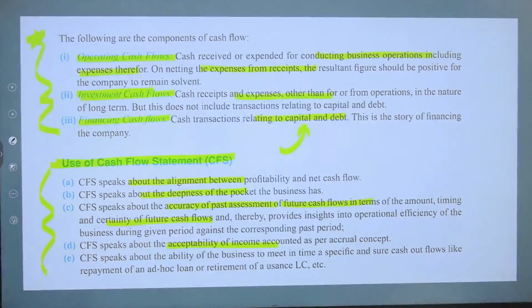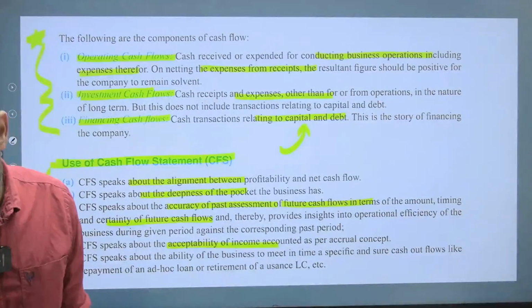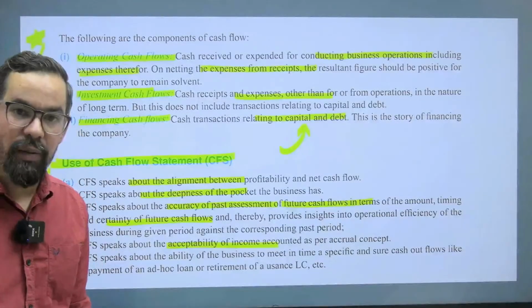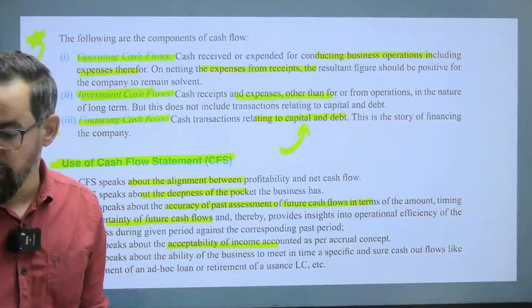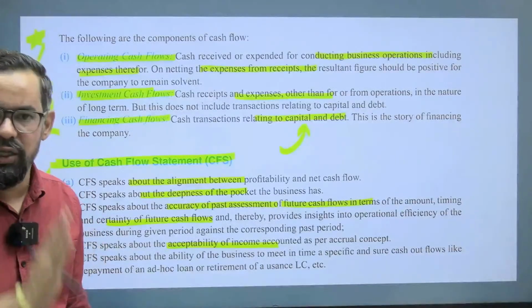So accrual concept का अभी हमने discussion किया था. ठीक है, about the ability of a business to meet in time a specific and sure cash outflow like payments of ad hoc loans और retirement of LC आपका letter of credit. ठीक है, तो ये बहुत ही आपका जो एरिया है, इसके ऊपर पूरा एक यूनिट आपका हुआ करता था AFM के अंदर, अगर आप लोगों ने पढ़ा होगा, और हमेशा क्वेश्चन रहते हैं, तो आई होप कि सभी ने इसको बहुत अच्छे से प्रैक्टिस किया होगा.